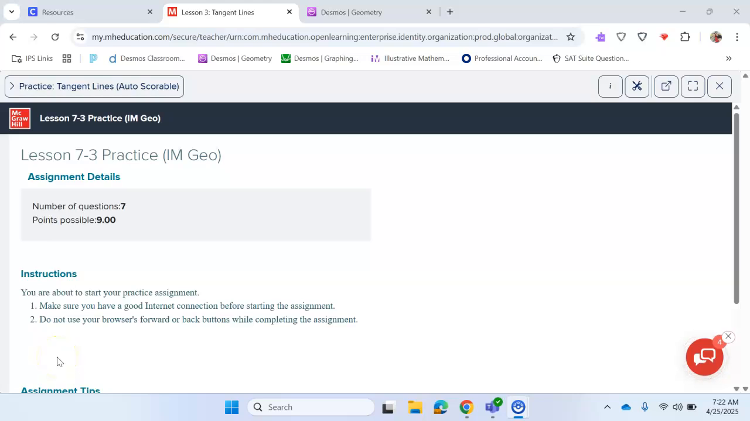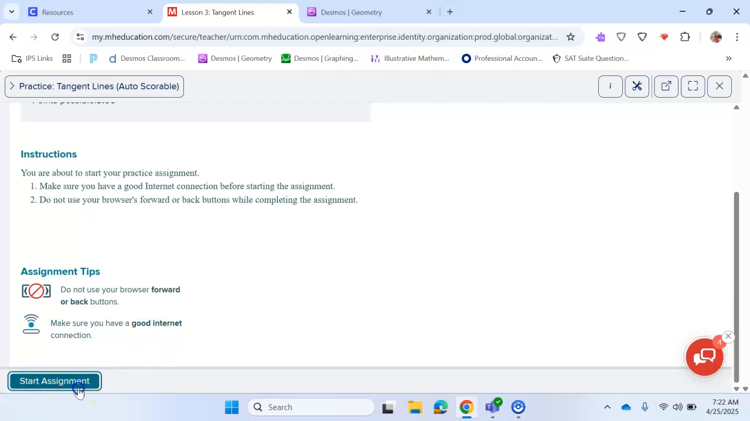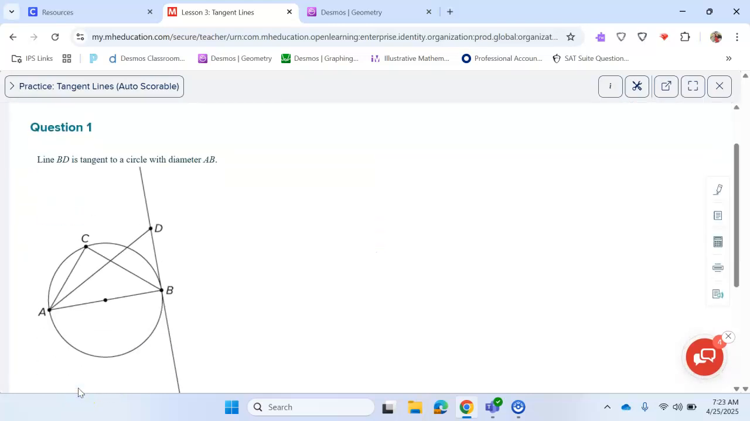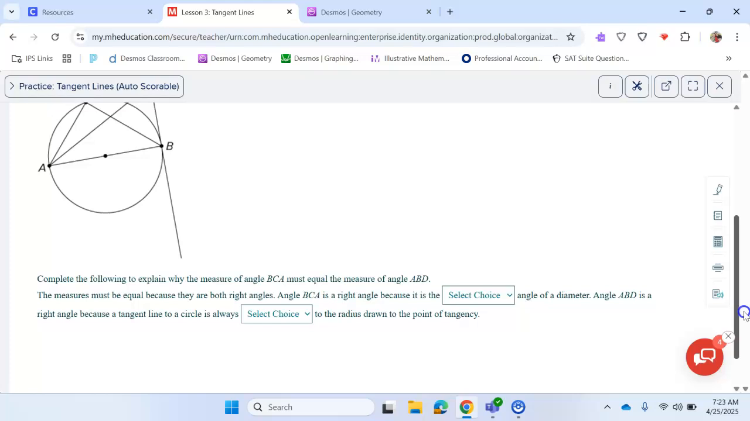Lesson 7-3 Practice Tangent Lines. Question 1. Line BD is tangent to a circle with diameter AB. Complete the following to explain why the measure of angle BCA must equal the measure of ABD. The measures must be equal because they are both right angles.